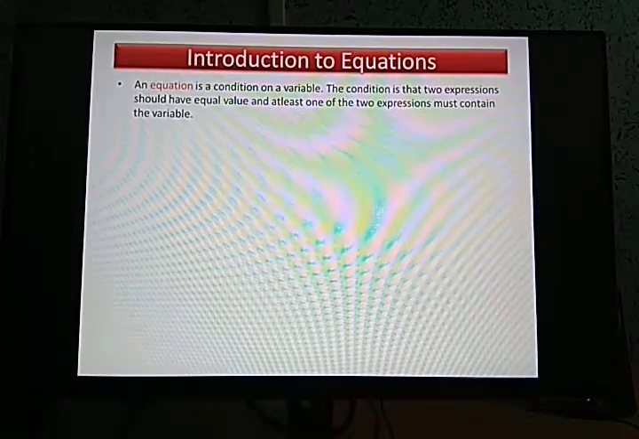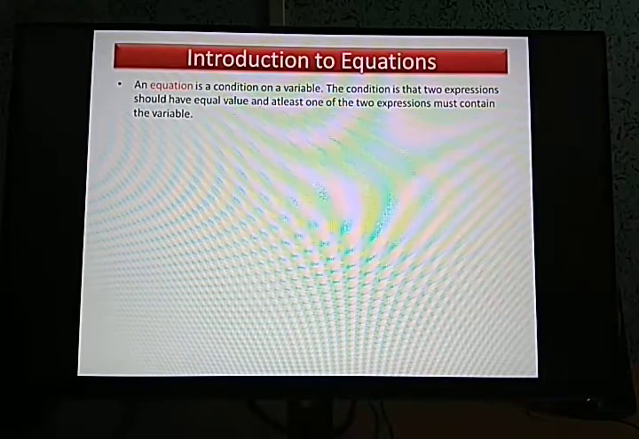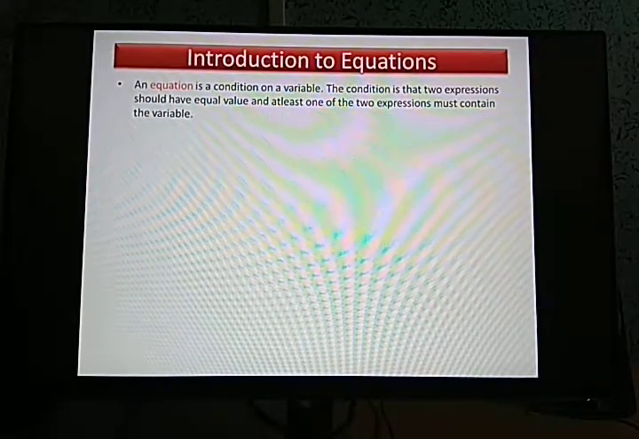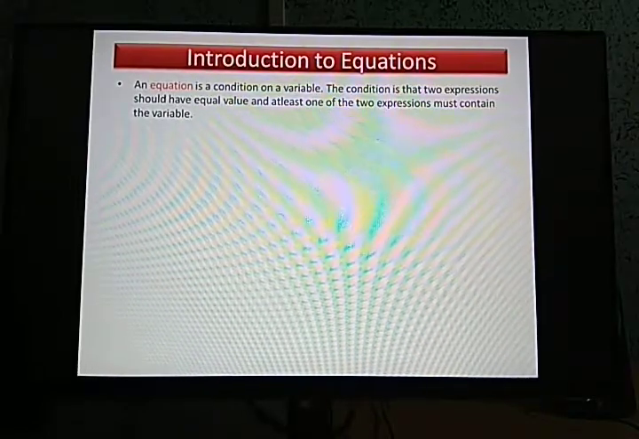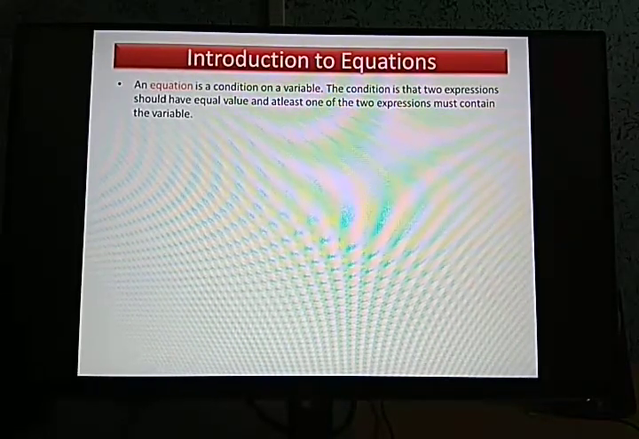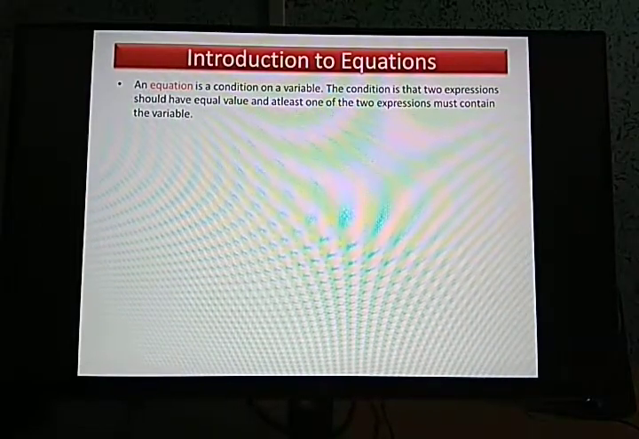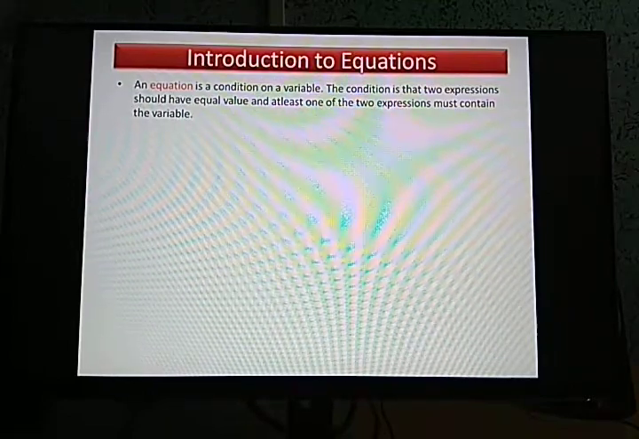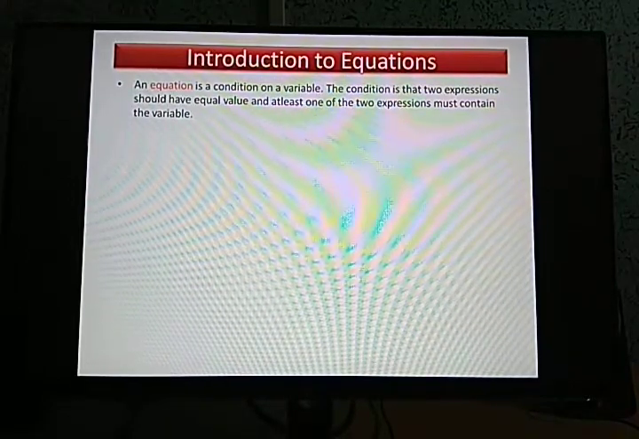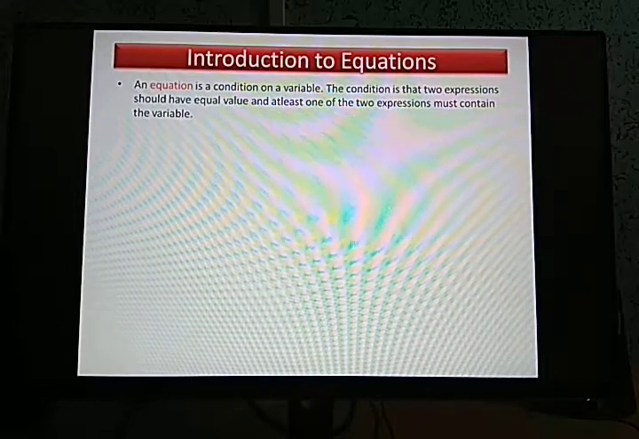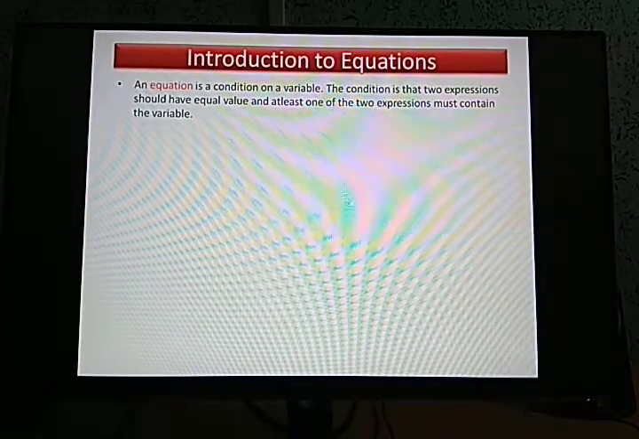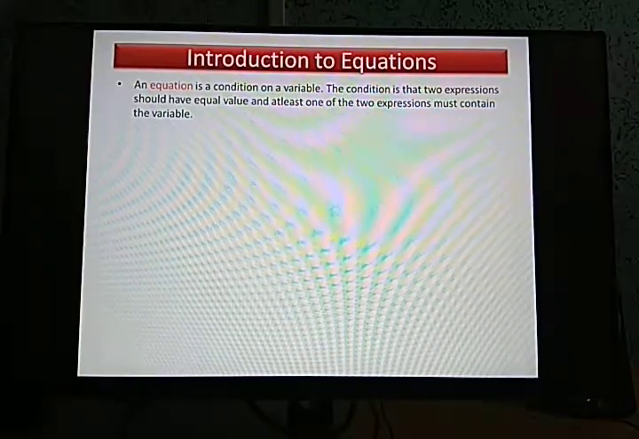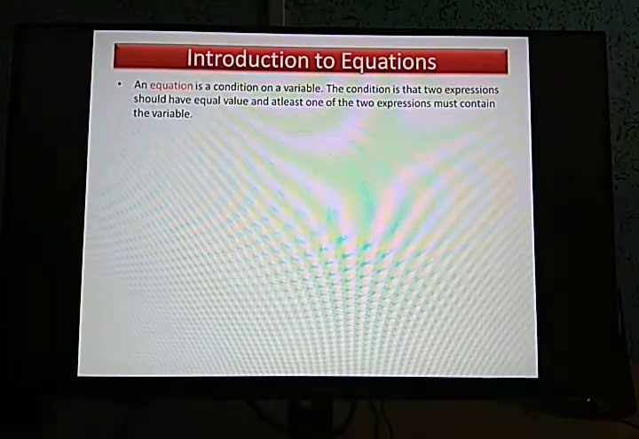There are two expressions and both the expressions' values should be equal. And one more thing is added to it, that at least one of the expressions must contain the variable. Yes, the expressions may contain a variable, may not contain a variable, but in an equation, two expressions are involved, so at least one of them should have a variable in it. Clear? Now let us understand what are equations with the help of some examples.